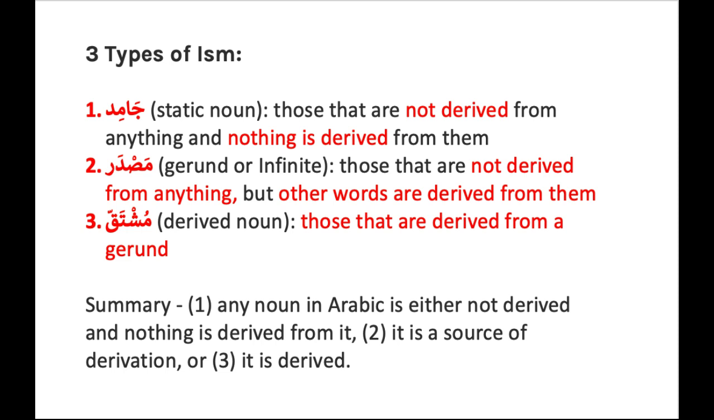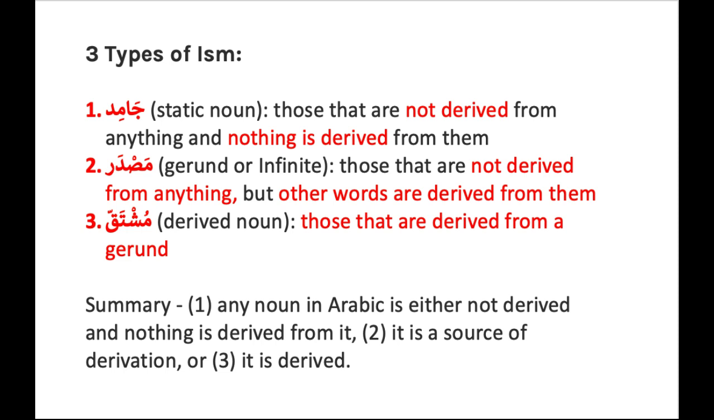The second noun is called Ismul Masdar. In English, they are also known as gerund or infinitive. Ismul Masdar are those isms or nouns that are not derived from anything but other words are derived from them. Ismul Mushtaq, in English it means derived noun. Ismul Mushtaqs are those that are derived from a gerund or masdar.